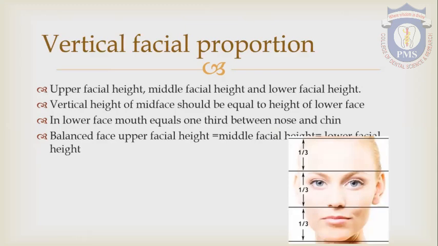So the upper facial height, middle facial height, and lower facial height. So the face is divided into three as shown in the image. The vertical height of the mid face should be equal to the height of the lower face. In lower face, mouth equals 1/3 between the nose and chin. There is something called golden proportions that we will talk about later. So the golden proportions will give a better idea on the vertical facial proportion. That in itself is a short note and will be discussed later.